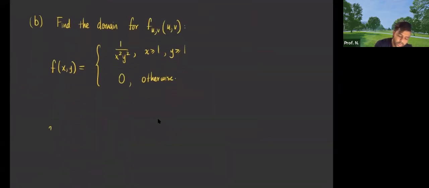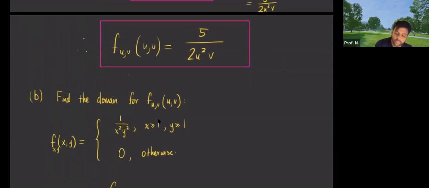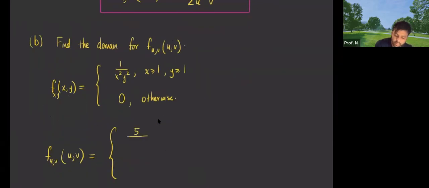Now we have this new, and of course we can do this, x y is u v. Now we have this new joint distribution, which is 5 over 2 u squared v. And now the question is, what do I put here for the domain? What values of u and v work? And then here it would be 0 otherwise.